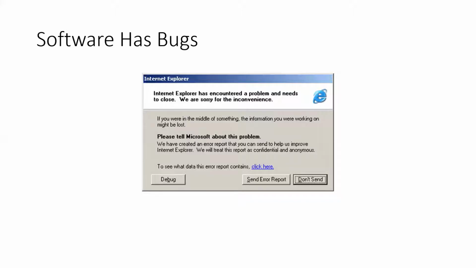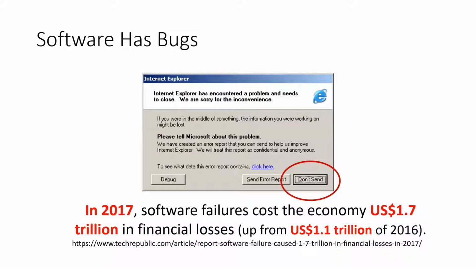However, when a bug occurs, not every user is willing to send the bug report. So developers cannot know and fix this bug, which may happen again. Even if the bug report is sent to developers, they may not be able to reproduce it due to some execution environment problem. So it's difficult for developers to fix the bug. Based on a recent report, software failures caused 1.7 trillion dollars in financial losses in 2017 and affected 3.6 billion people.